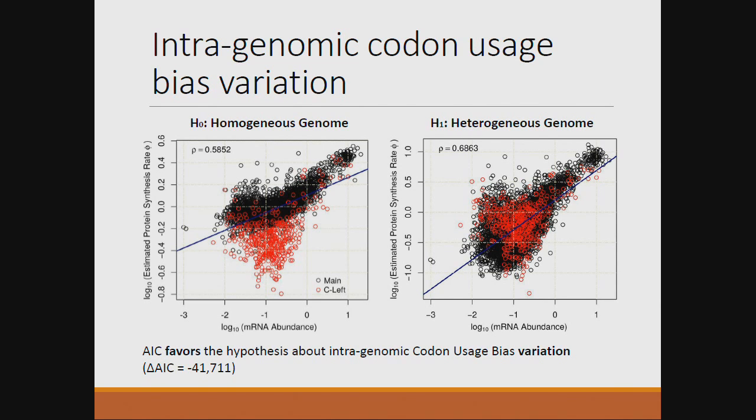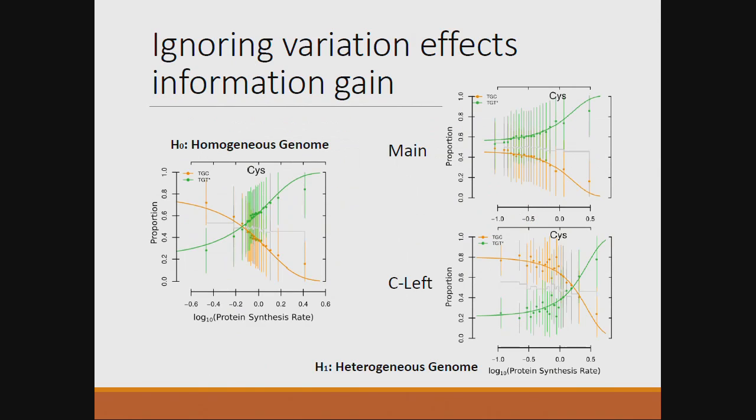And the last thing I think is very interesting is that you see that we have the separation between the red and the black dots, the red being C left and the black dots being main, the rest of the genome. And that becomes very interesting if we look at the codon usage plots, in this case, just as an example for cysteine, a 2-codon amino acid. On the left side we see that compression of genes. They're all here in the middle.